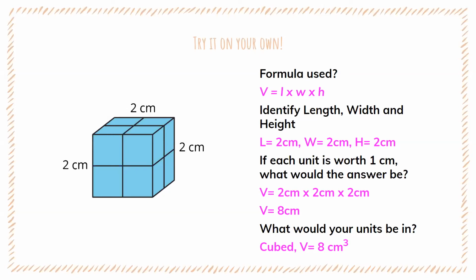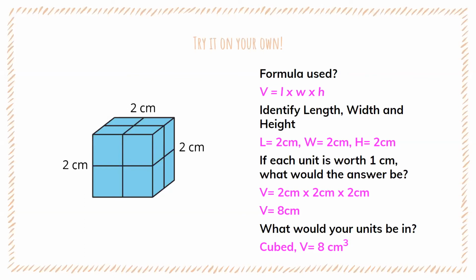So then if we plug all those in, since the units are all worth 1 centimeter, my length is going to be 2 centimeters times my width of 2 centimeters times my height of 2 centimeters, which gives me a total of 8 centimeters. But again, we aren't done because our answer would be in cubed. So the volume equals 8 centimeters cubed with 3 raised over there.